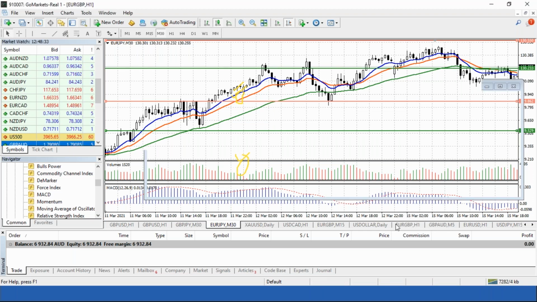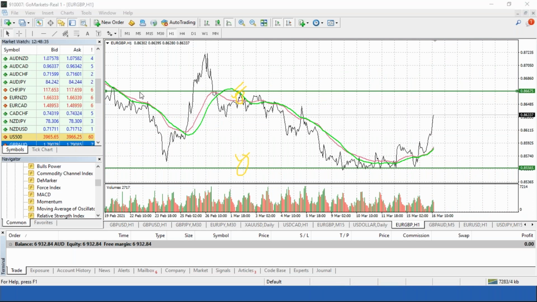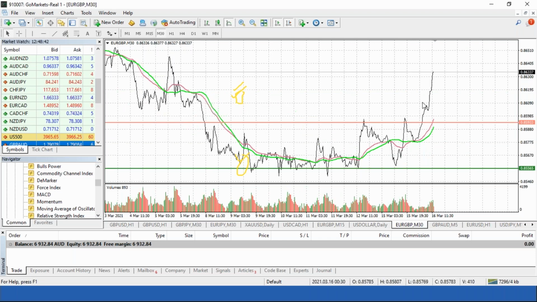Okay, let's have a look at Euro GB pound. This one would have been current now if we'd seen it just before the webinar started. Actually, it wouldn't have, it's 30 minutes ago. So there's our resistance.